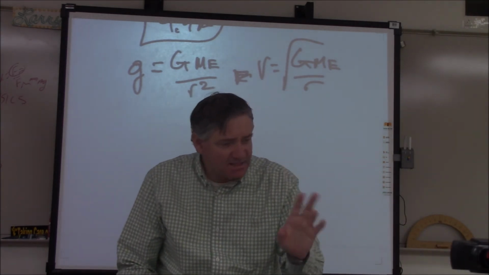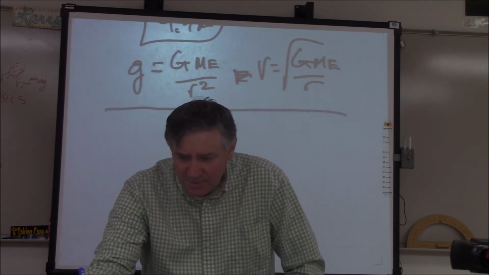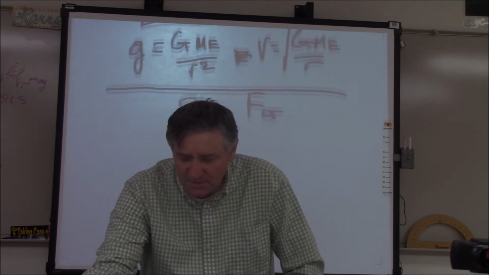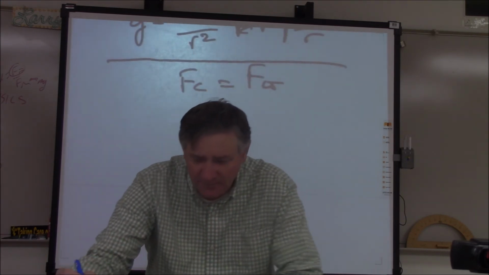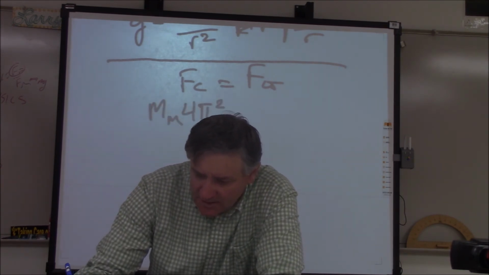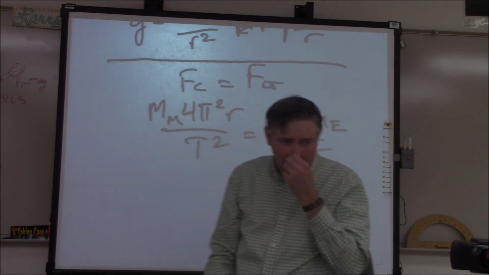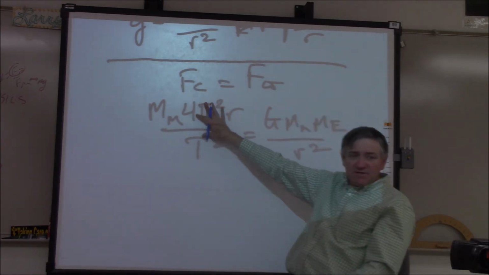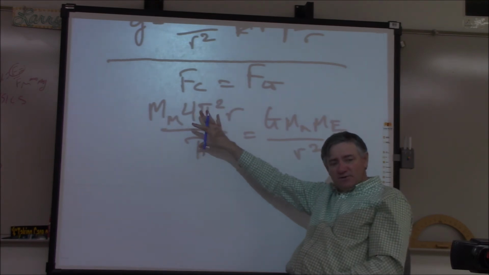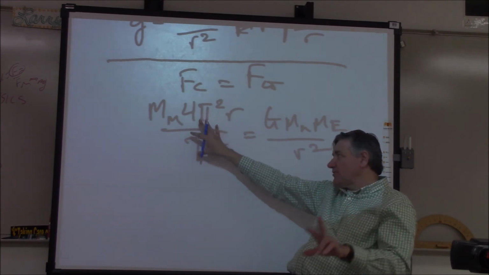Now, here's the last big equation that we need to come up with. And we're still going back to the idea that centripetal force equals my gravitational force. Now, the other way that we can calculate centripetal force would be the mass of the satellite, Maddie, times 4 pi squared r over t squared equals big G mass of Maddie, mass of the Earth over r squared. So all I did was substitute in that second alternative way to calculate centripetal force.